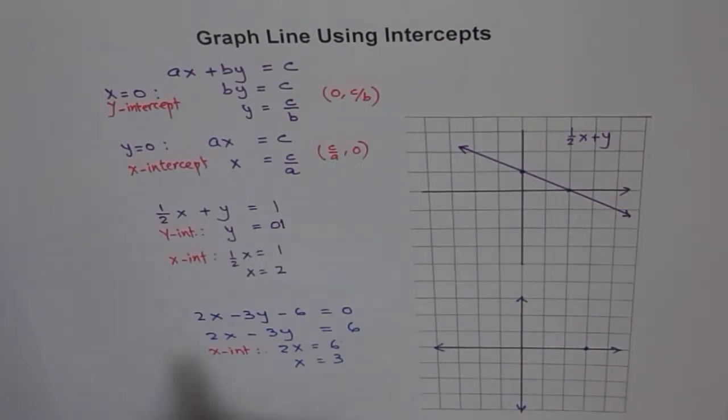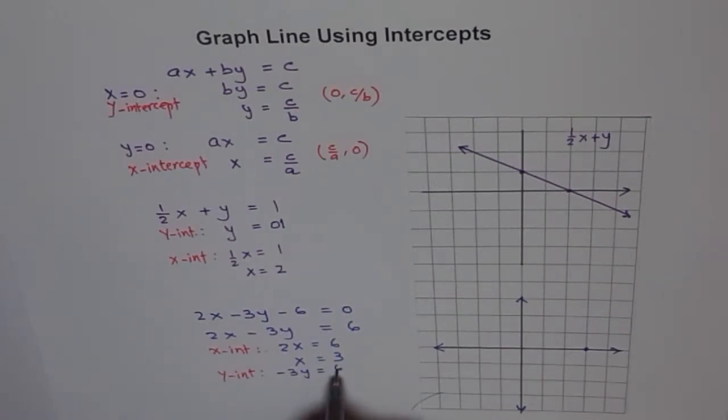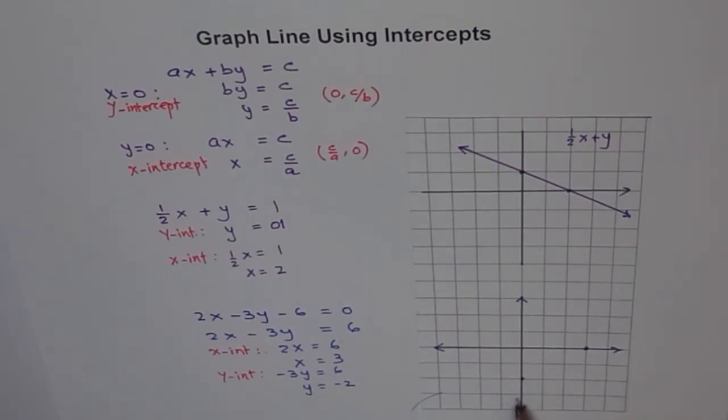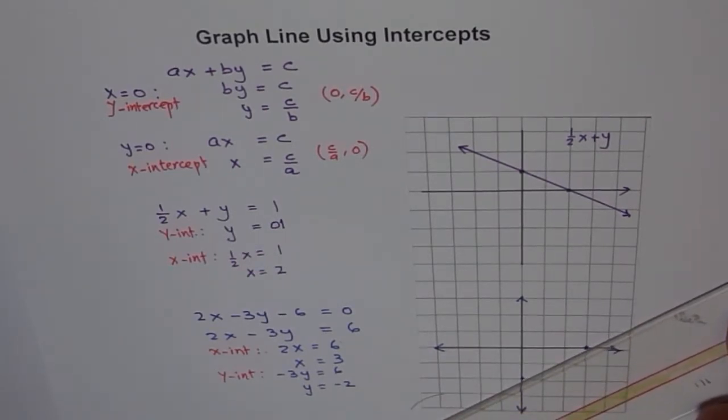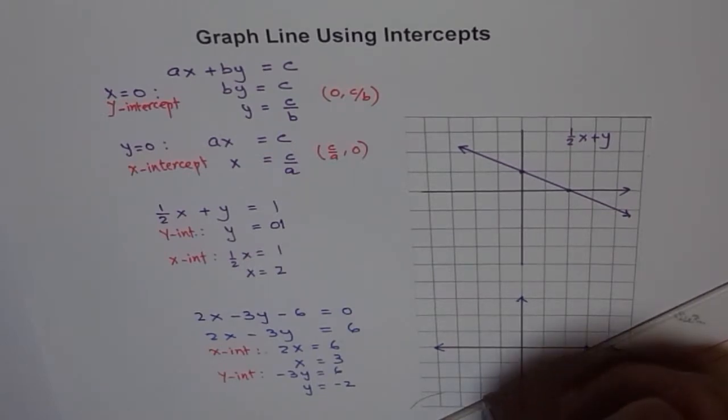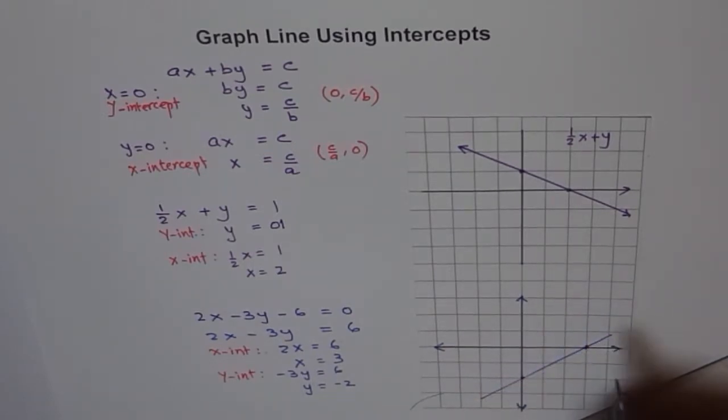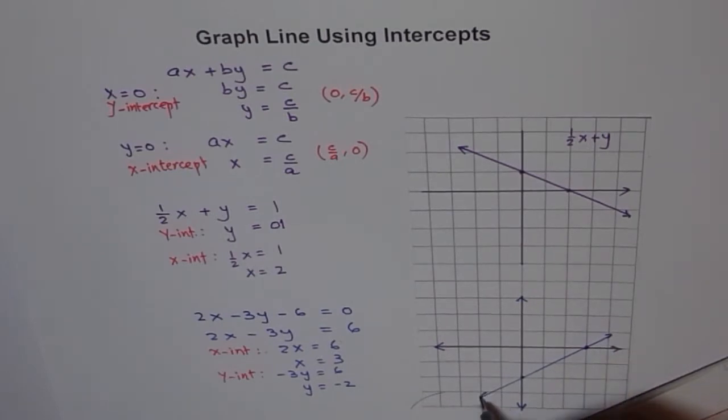Now, let's work out the y-intercept. So what is the y-intercept for us? x equals 0 for the y-intercept. Therefore, we get minus 3y equals 6, or we get y equals 6 divided by minus 3, which is minus 2. So our y-intercept is minus 2. That's our y-intercept. And we'll join these to get the line. Correct. So here is our line.